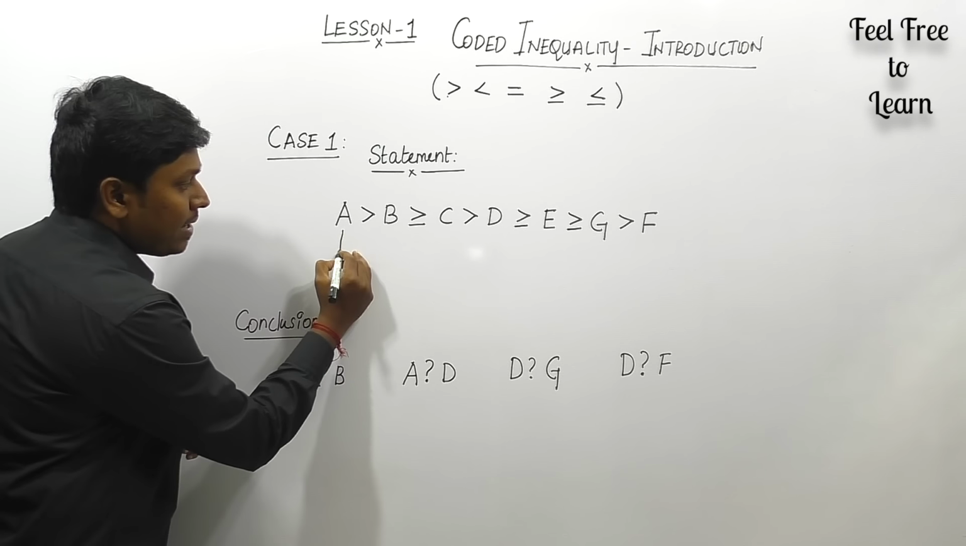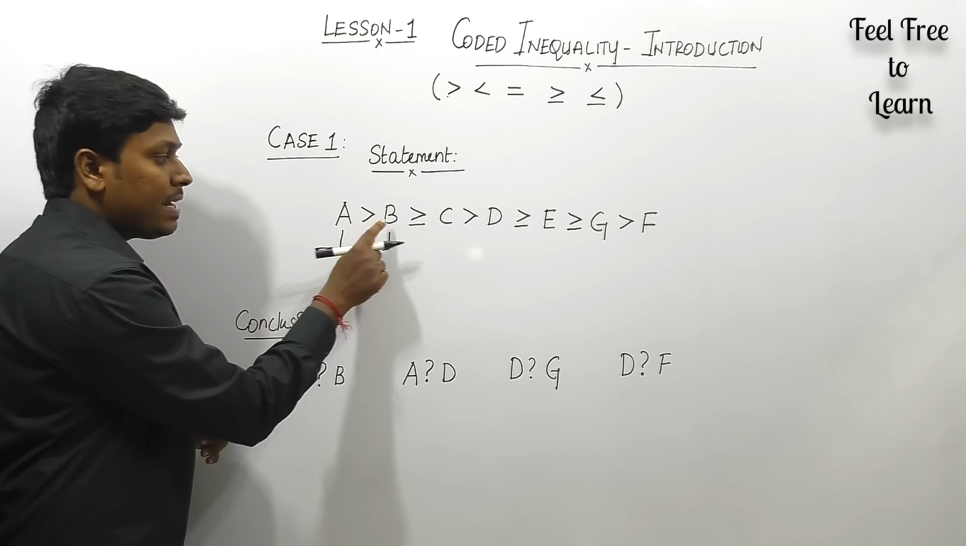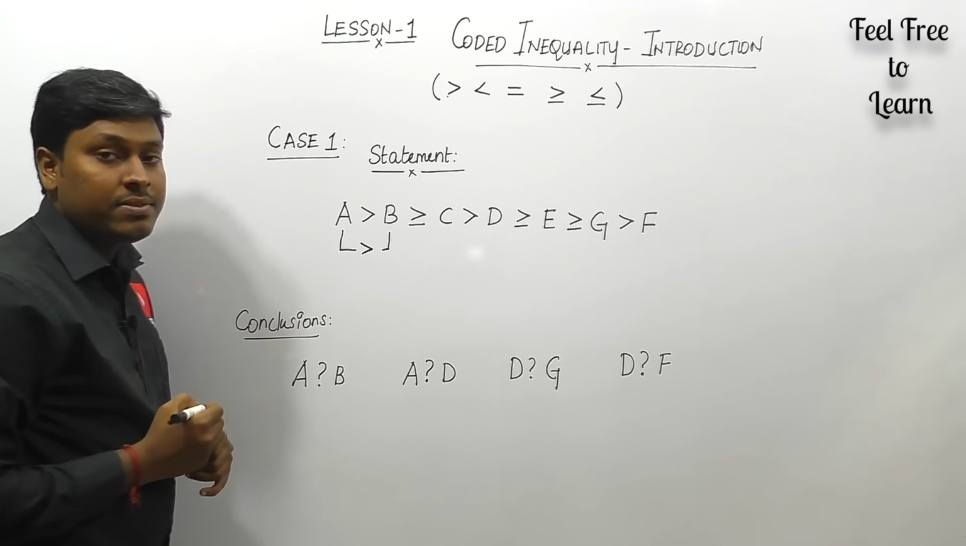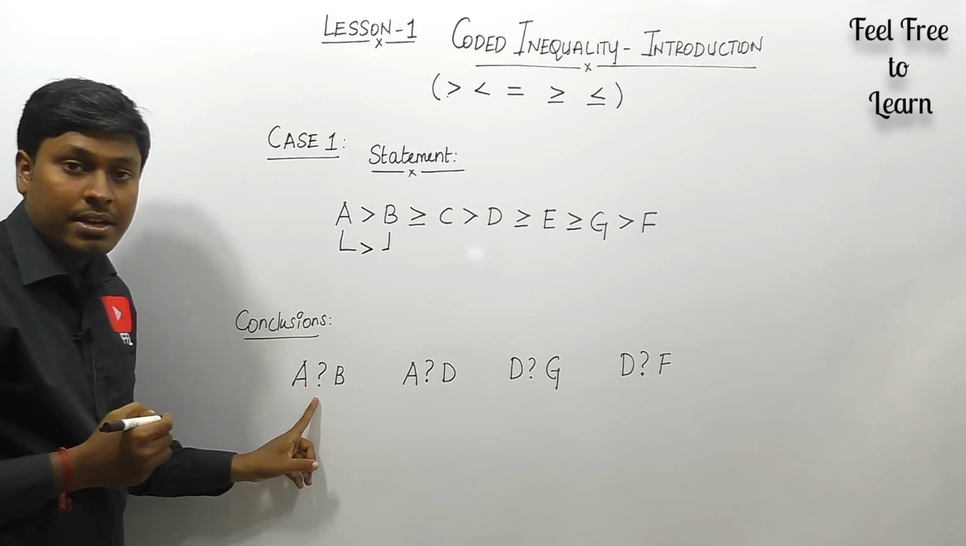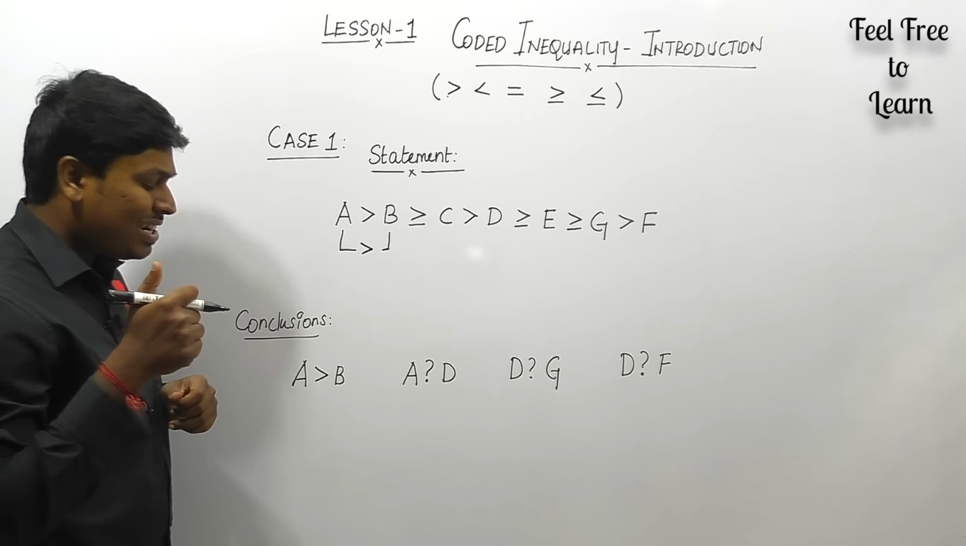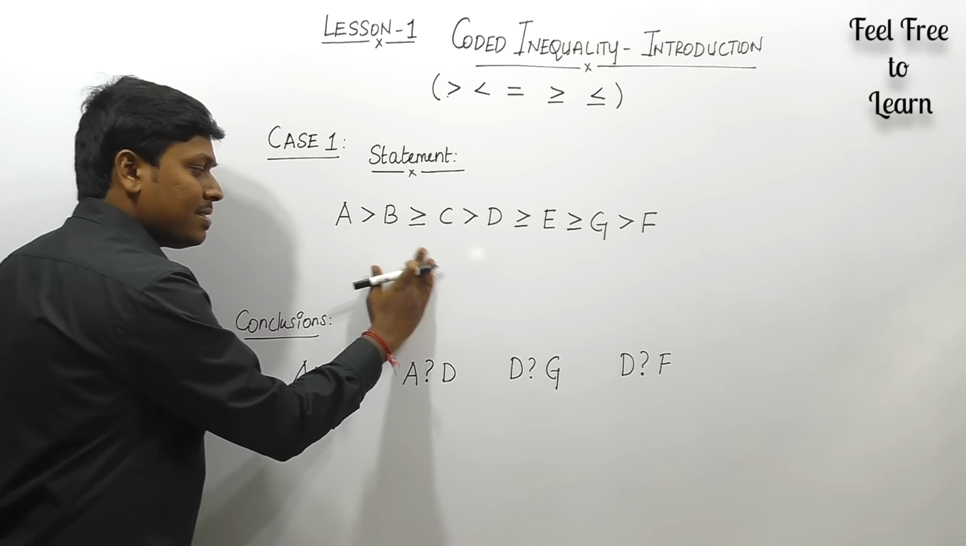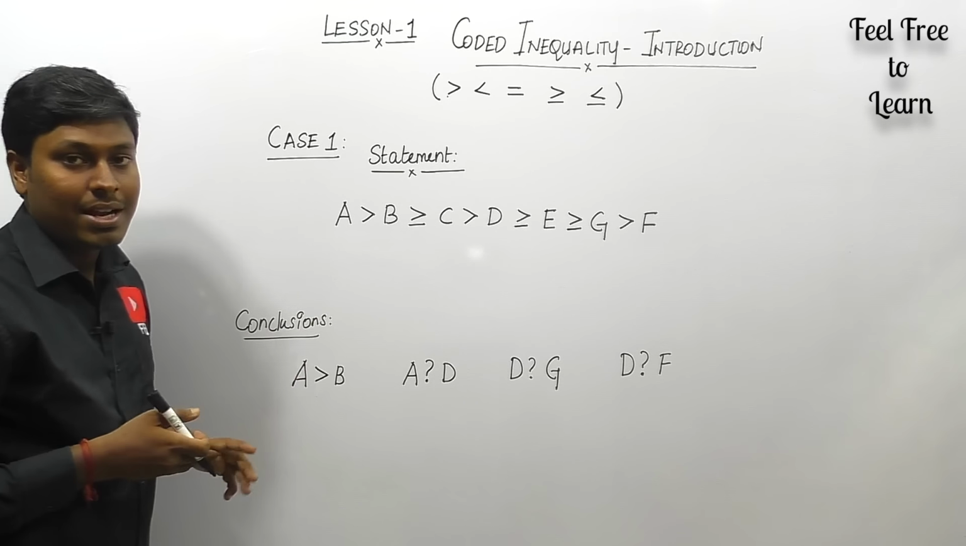So while comparing A and B, we have only one symbol, right? So A greater than B. So we can say that the answer for this conclusion is A greater than B. Friends, got it? Be clear on the basics, right? If you're strong on the basics, then without watching all the lessons, you can take your books and be able to crack the question, right?